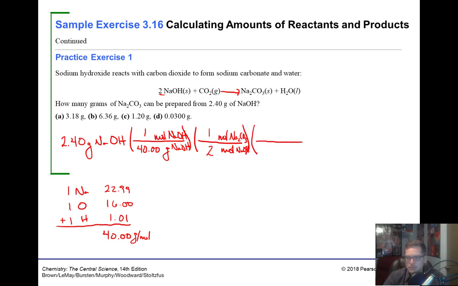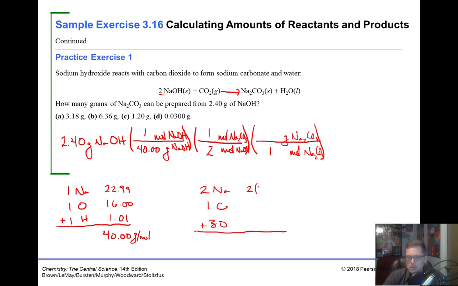So last step, right? It's a 3-step problem. We're going to put moles of Na2CO3 in the bottom and grams of Na2CO3 in the top. Now we have to figure out the molar mass of sodium carbonate. We have 2 sodiums, 1 carbon, and 3 oxygens. This number is going to be bigger.